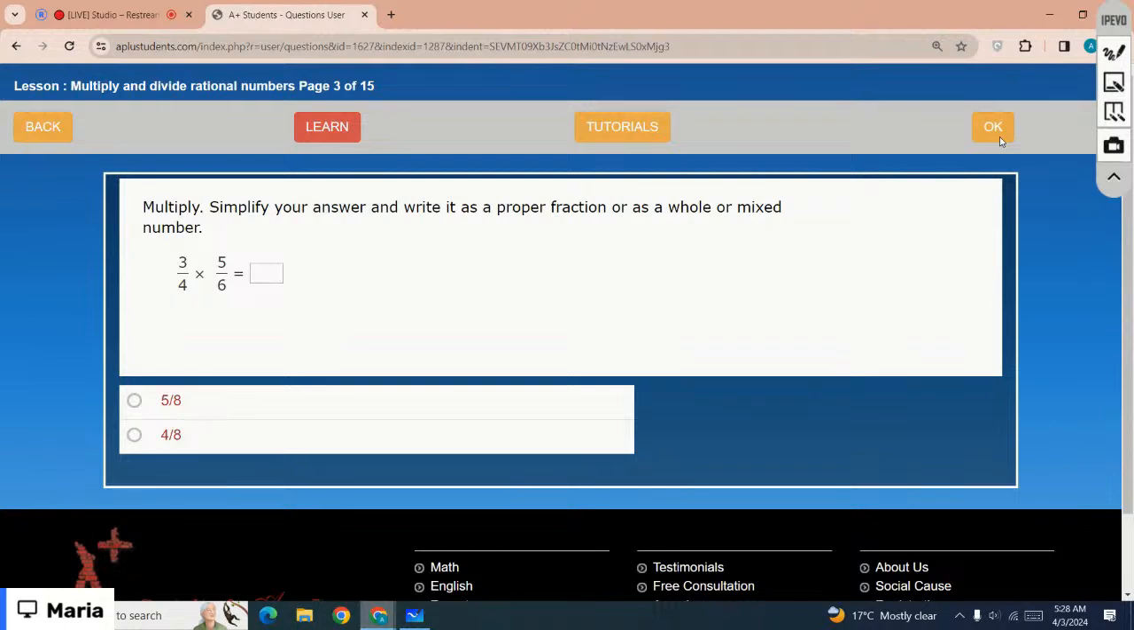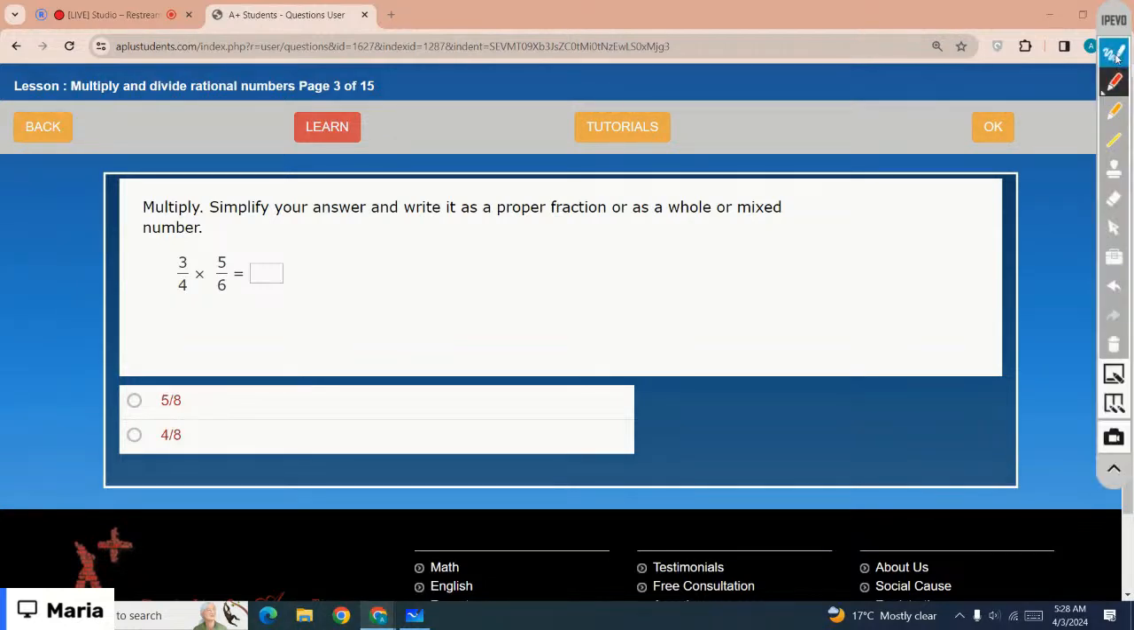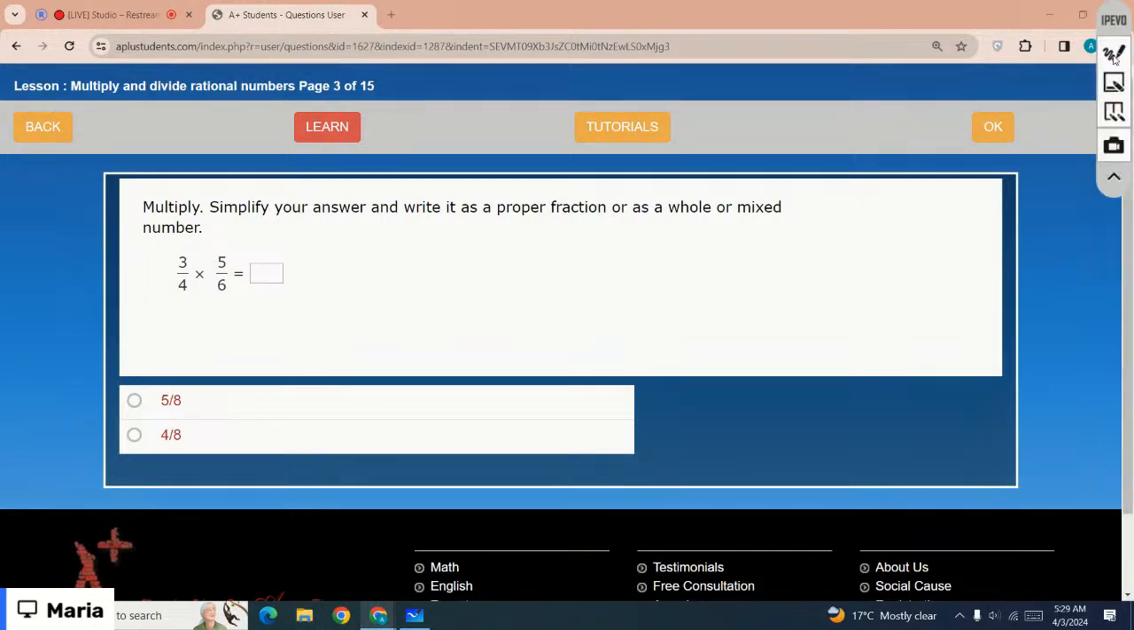3 over 4 times 5 over 6. Multiplying rational numbers is exactly the same as we do with fractions. Just do numerator times numerator. 3 times 5 is 15 and 6 times 4 is 24. So that is 15 over 24. Divide them by the greatest number. So you can divide them by 3. 3 times 5 is 15 and 3 times 8 is 24. So the correct option is 5 over 8. Option number 1 is the correct option. Got it?